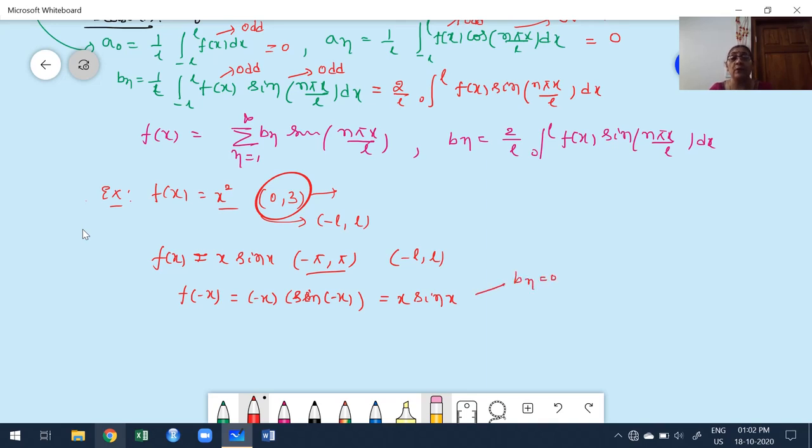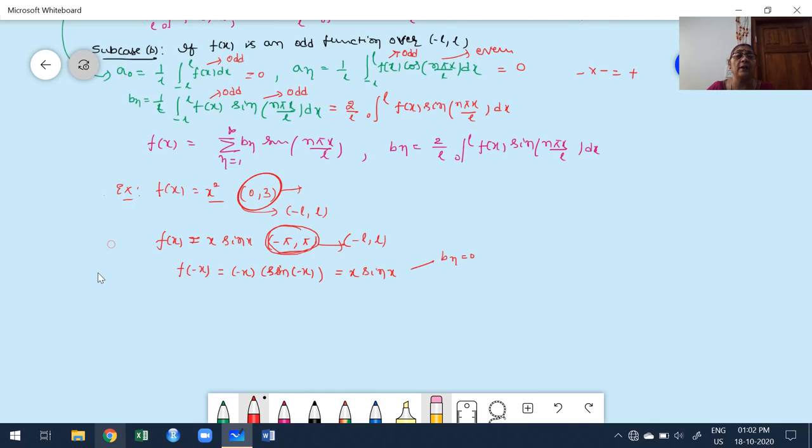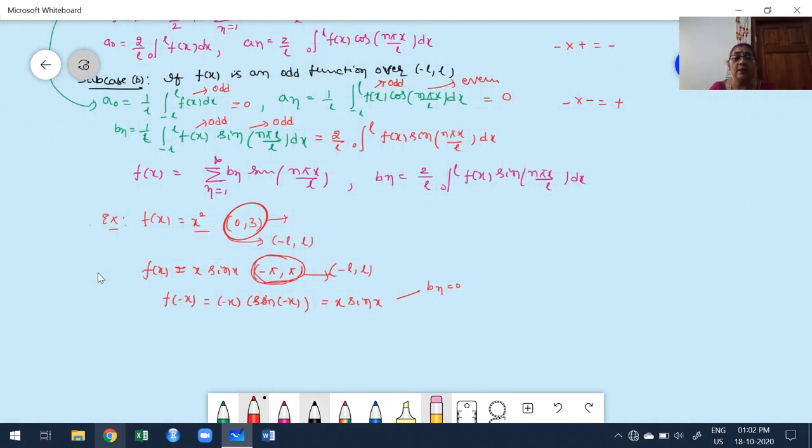While constructing the Fourier series, you have to find a naught and an using the formula 2 by L, integral from 0 to L. Now, again I'm going to explain this. Before considering the even or odd definition, first you observe the limit. Suppose the limit is in the form of minus L to L, then I have to go for even or odd. And also another point where the students get confused. Suppose the function f of x is defined in the interval minus L to plus L. Now, we have to verify even or odd, but we can't say that it is always even or odd.